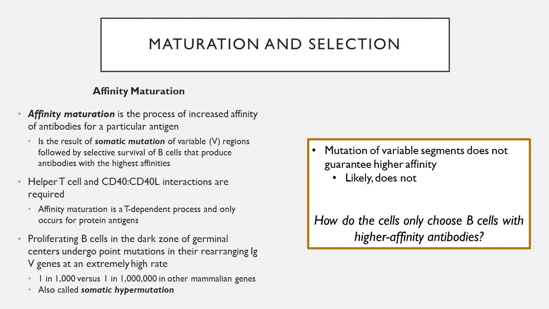Now, at this point, you might be wondering, okay, just because they mutate, why does that make it better? And in fact, it likely doesn't. Usually, this mutation will just result in an unideal rearrangement of the genes, resulting then in a lower affinity to that particular antigen. So then the question remains, how do the cells only choose B cells with the higher affinity antibodies? So let's talk about that. I think it's a really interesting process.